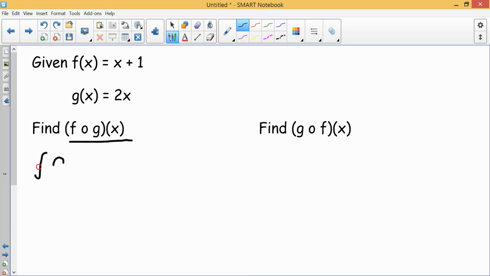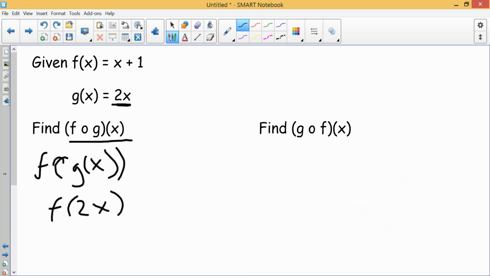So I'm going to have f of g of x, and then I'm going to substitute in my 2x. Instead of writing g of x, I'm going to write 2x. So I want to find f of 2x. And this is very similar now to the evaluating the functions that we've already done previously.